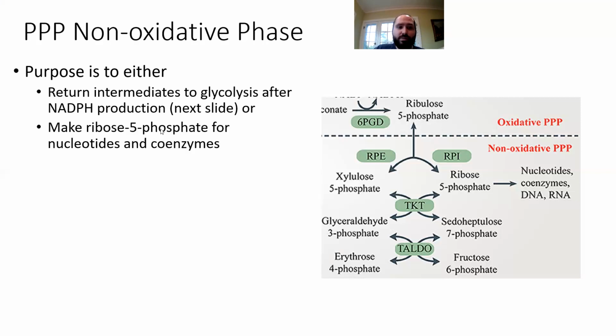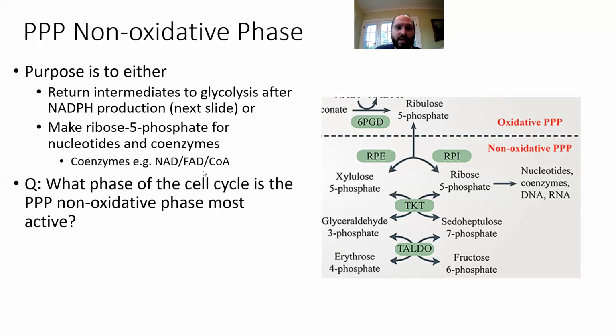And then if we do need to make ribose 5-phosphate, for nucleotides or coenzymes such as NAD, FAD, or CoA, then what phase of the cell cycle would the pentose phosphate pathway non-oxidative phase be most active in?